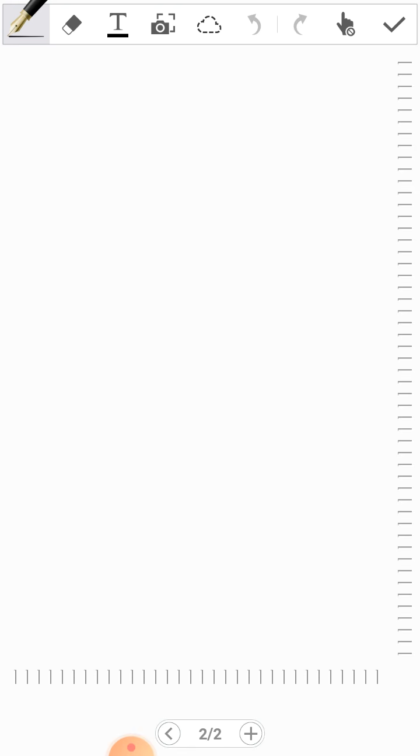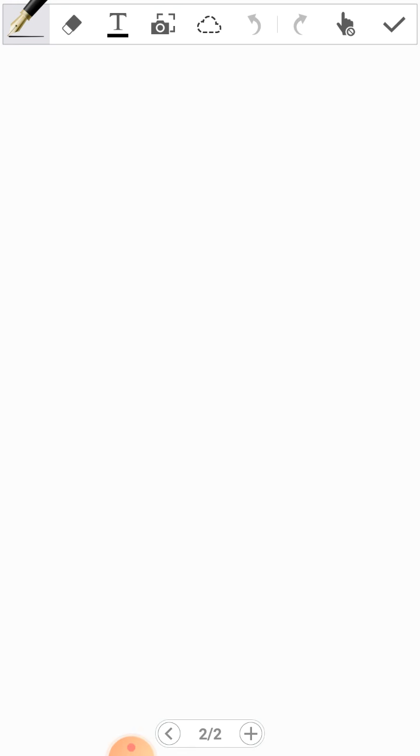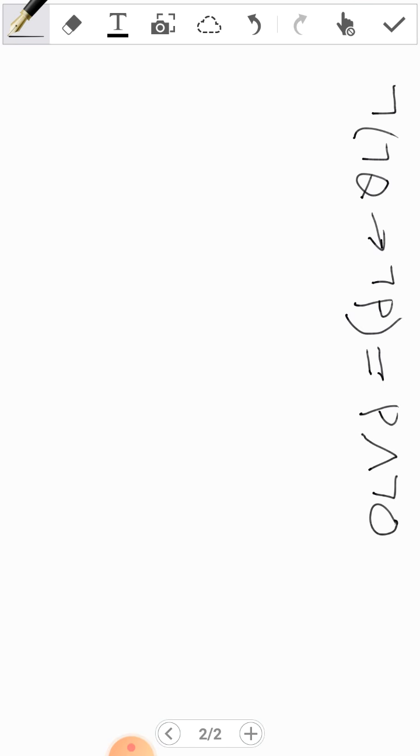Okay, so if we will now rewrite the problem that we had earlier, originally we had not Q implies not P. Okay, so that's the left side. And then the right side is P and not Q. So we can actually rewrite this as this pattern.